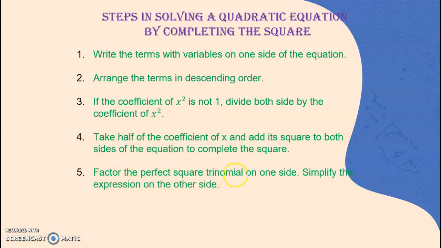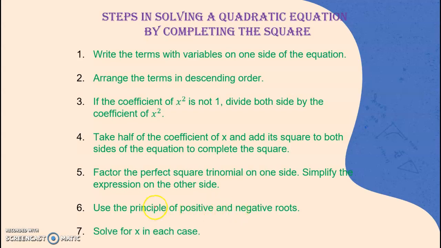Factor the perfect square trinomial on one side. So from the perfect square trinomial, we express it as a square of a binomial. No? Simplify the expression on the other side. And then use the principle of principal square root, no? Positive, negative roots. And then solve for x. Then also, di na lang natin isinulat kasi checking na yun.